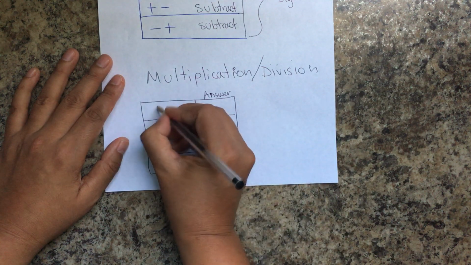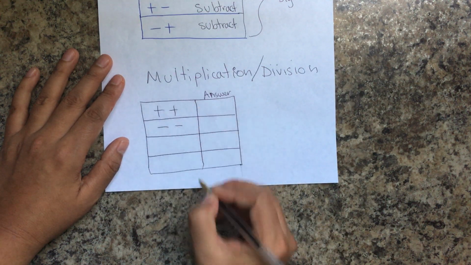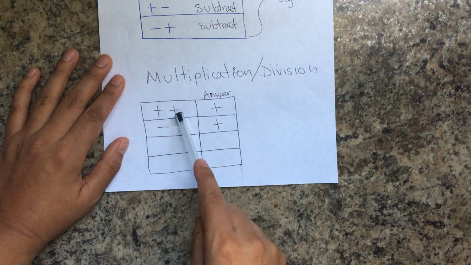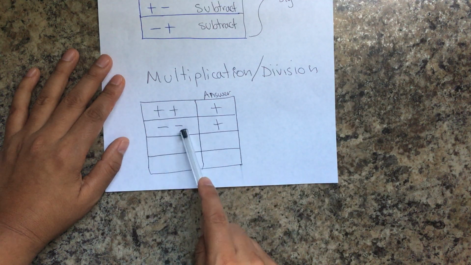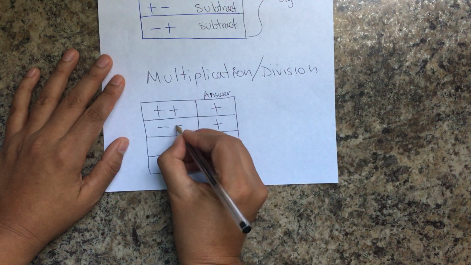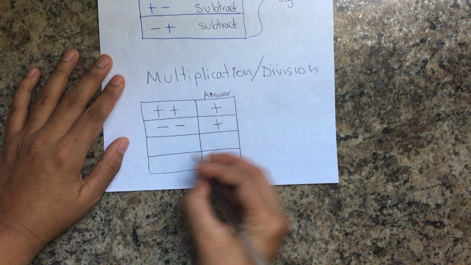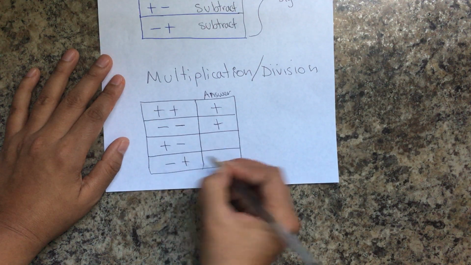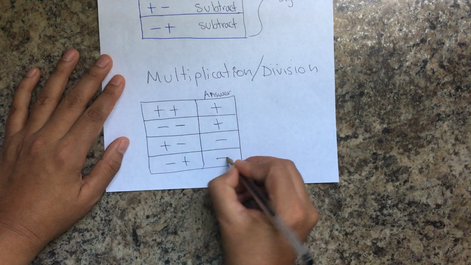If the signs are the same, the answer will be positive. So they say positive times positive, positive. Negative times negative, positive. Okay, careful with that. Negative times negative, always positive. But if you have a positive and a negative, or negative times positive, the answer will always be negative.